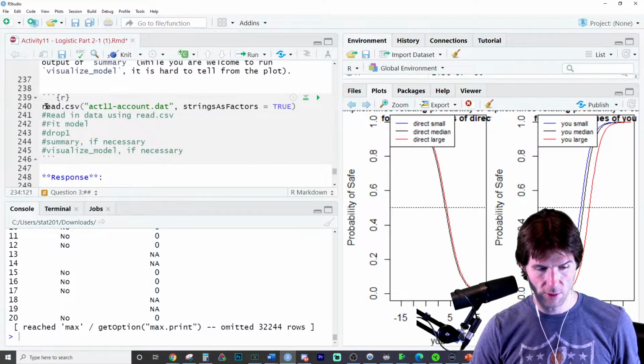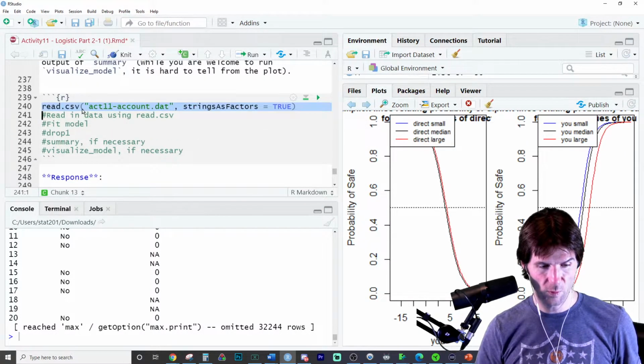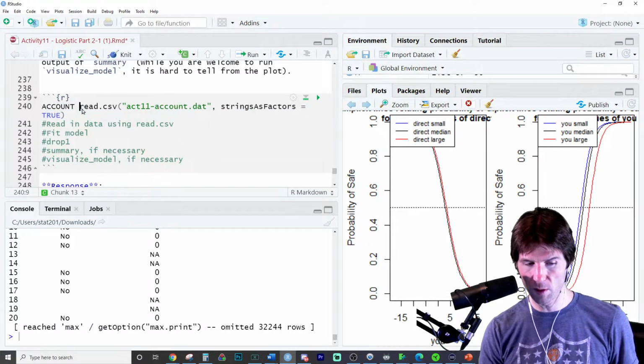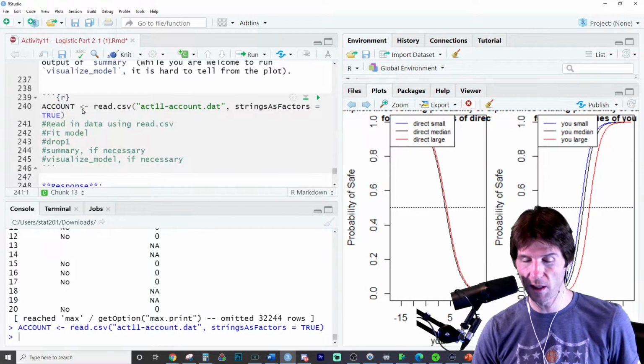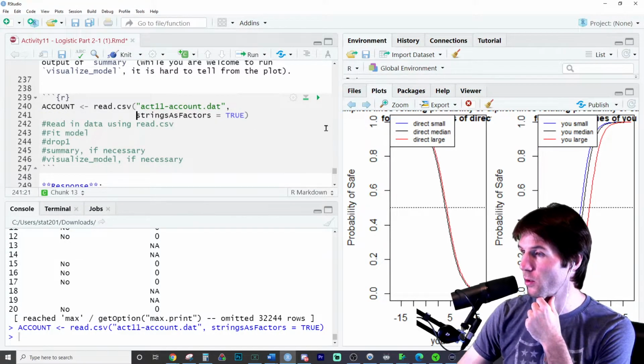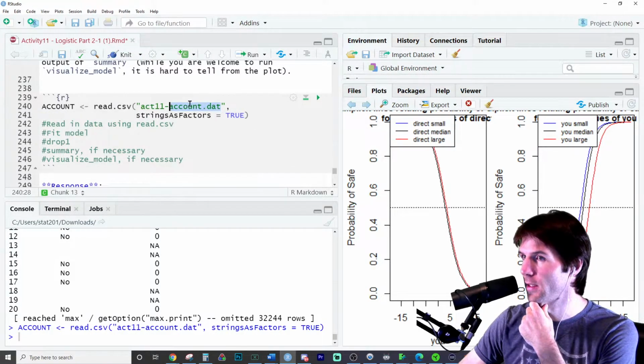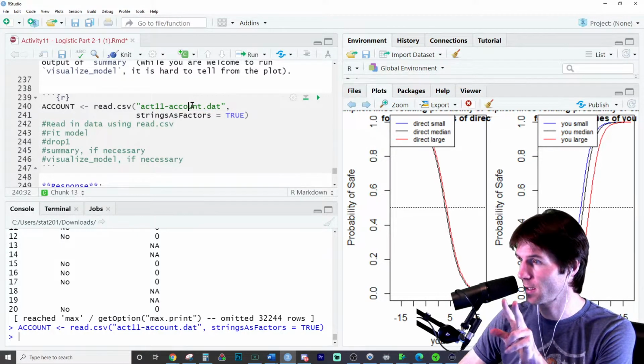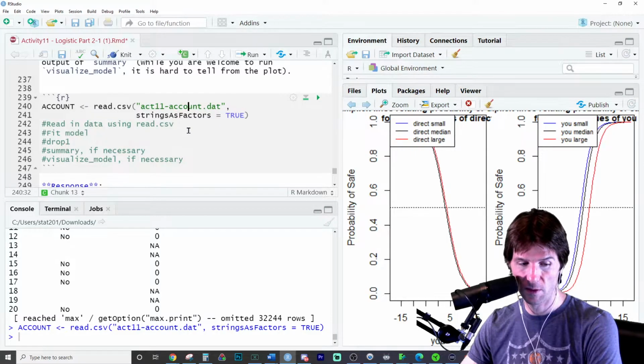And let's go check it out. Calling it account. Oops. So the code is supplied up there. It's just reading a CSV. Strings as factors tells it that if it has a word, it's going to be treated as a categorical variable. And this is the name of the file. You have to make sure that matches and it's in your working directory. If that's not there, big problems.